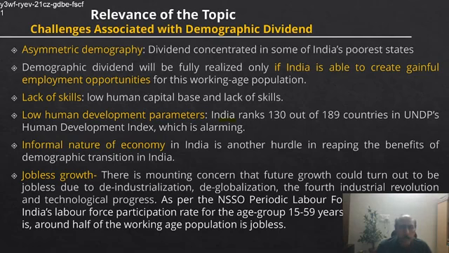While on the other hand, we have states where the population is almost stabilized, and therefore the population is not rising, and the youth population is almost stable. Therefore, we have asymmetric demographic trends, and we have to take this into account while making any policy relating to employment generation.